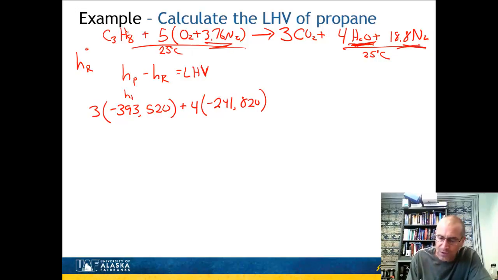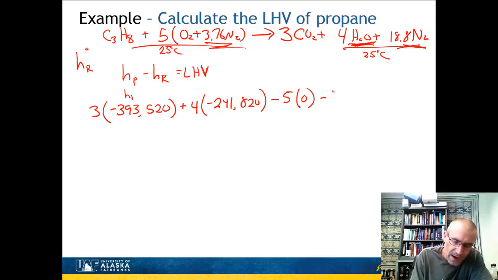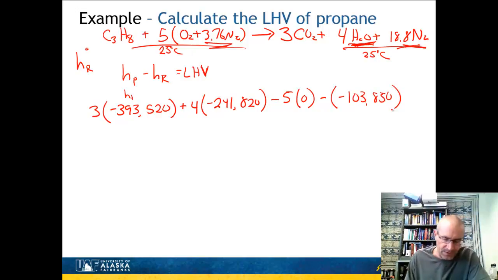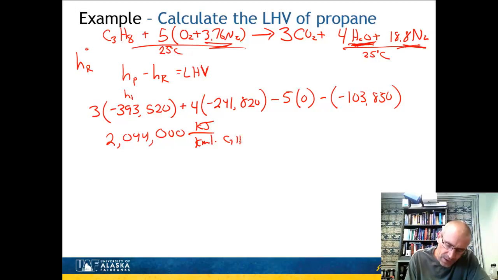Then I'm going to subtract the reactants. For my reactants I had 5 for the oxygen, and that enthalpy of formation is 0. Then I need to subtract the enthalpy of formation of propane, which is minus 103,850. Now I'm going to add these up together, and I find that the total value is about minus 2,044,000. The units of that are kilojoules per kilomole of C3H8.